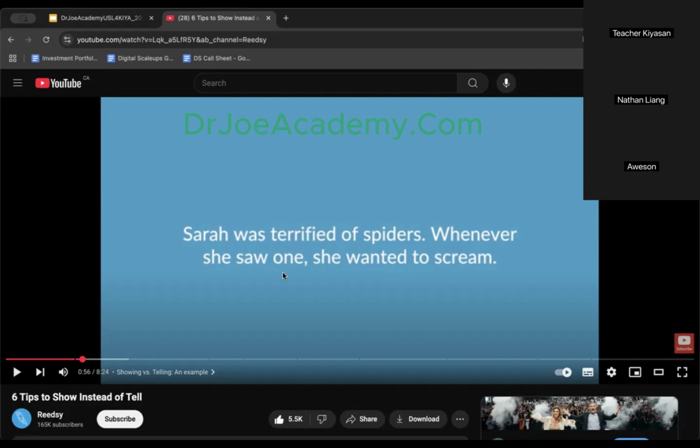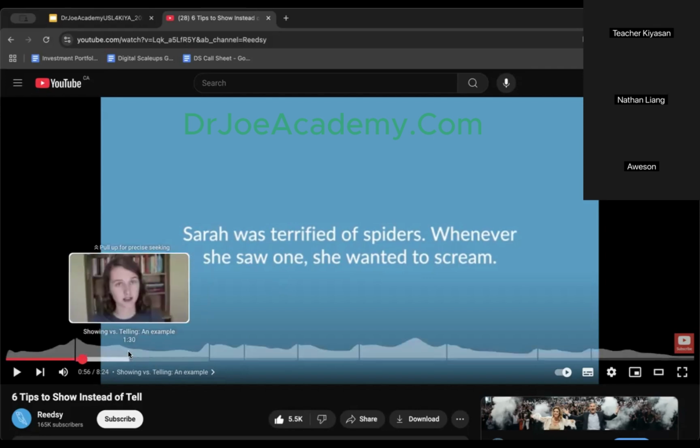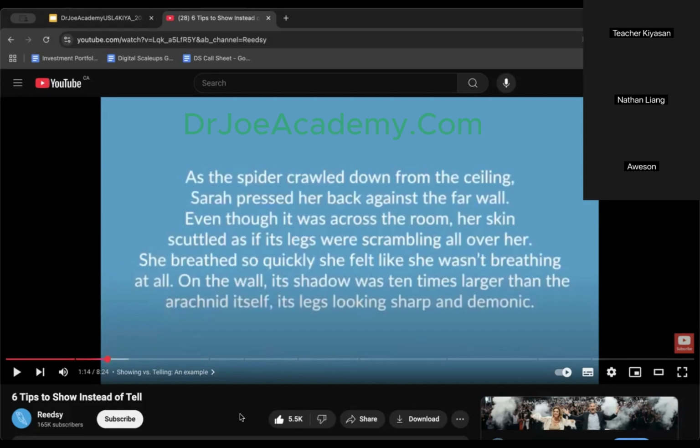But the first example we see is Sarah was terrified of spiders. Whenever she saw one, she wanted to scream. The main point we're trying to get across here is that Sarah is scared of spiders. What we're seeing here later on is an actual interaction with Sarah and a spider. As the spider crawled down from the ceiling, Sarah pressed her back against the far wall. Even though it was across the room, her skin scuttled as if its legs were scrambling all over her. She breathed so quickly, she felt like she wasn't breathing at all. On the wall, its shadow was 10 times larger than the arachnid itself, its legs looking sharp and demonic.